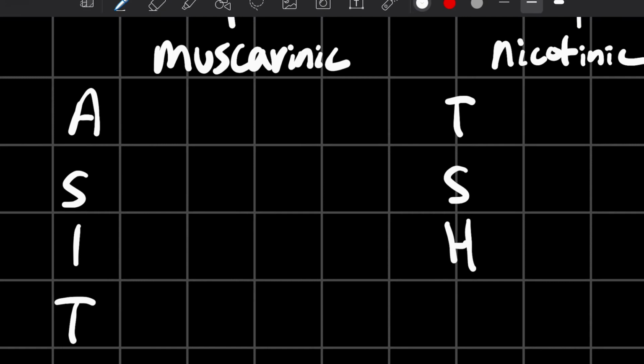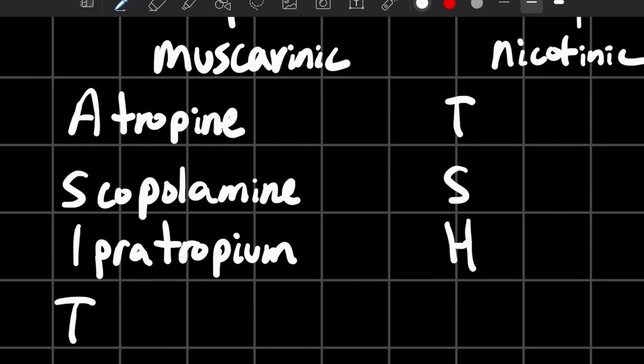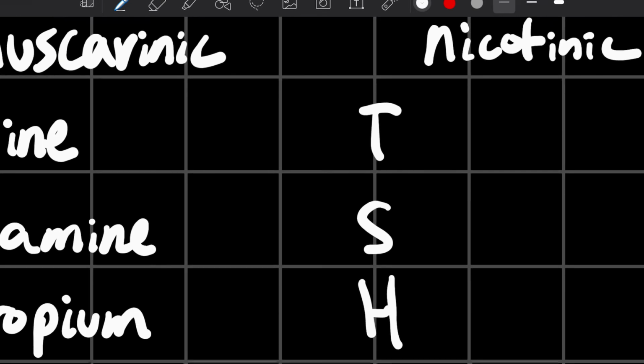Okay, so for your muscarinic, the A stands for atropine, the S stands for scopolamine, I believe, scopolamine. And then your I stands for ipratropium, tropium. Okay, and then your last one is going to be your tropicamide. And there's no easy way to remember these. They're just really weird names. That's all I can say about that.